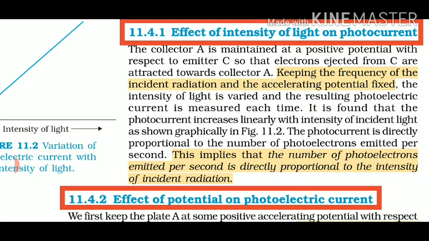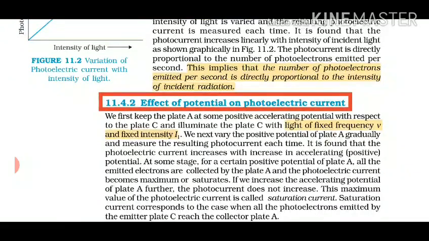So this implies that the number of photoelectrons emitted per second is directly proportional to the intensity of the incident radiation. Okay, the second parameter that I am going to take up is the effect of potential on photoelectric current.